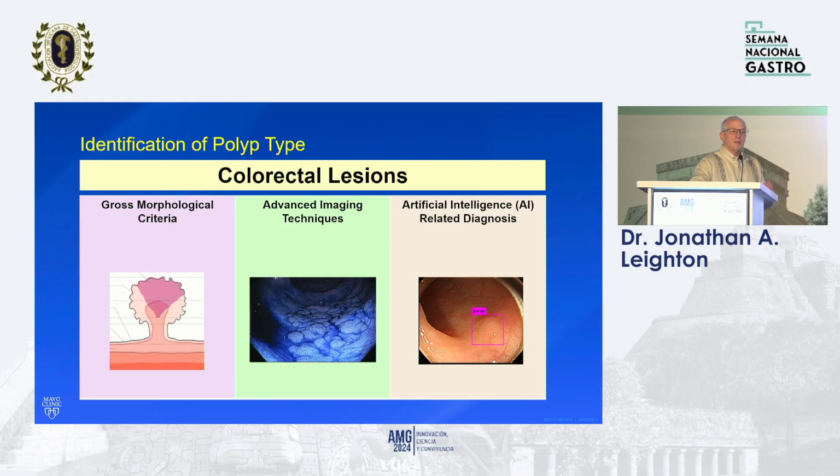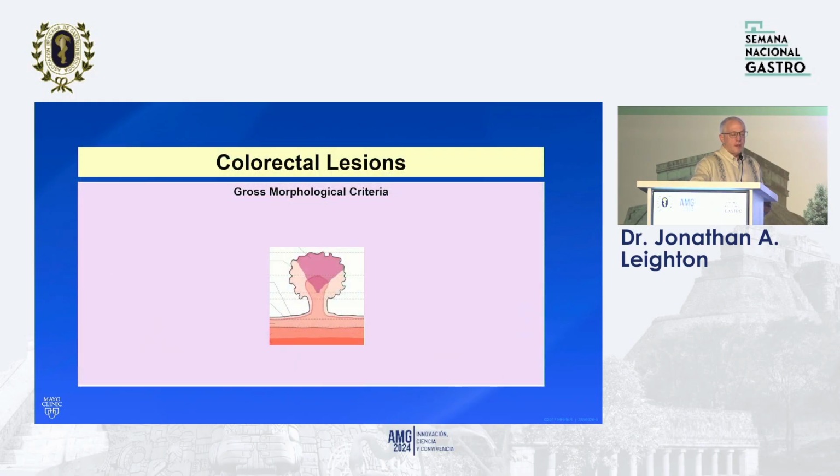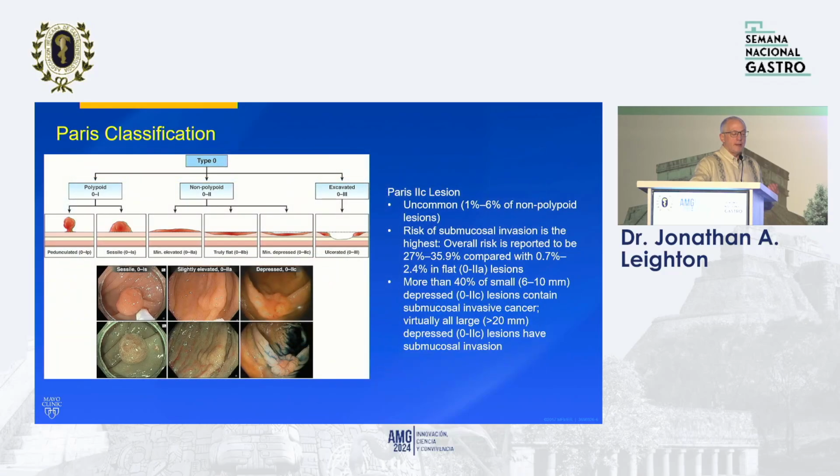And so when you think about that, there's gross morphological criteria, there are advanced imaging techniques, and then I'll speak briefly about artificial intelligence. But when it comes to gross morphologic type, the classic is the Paris classification. And what's more important is, you can see that there's polypoid, non-polypoid, and then excavated. But the Paris 2C lesion, which you see the writing on the right, although it's uncommon, the risk of submucosal invasion is the highest.